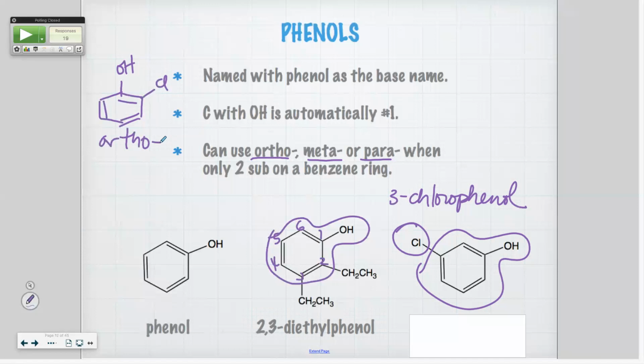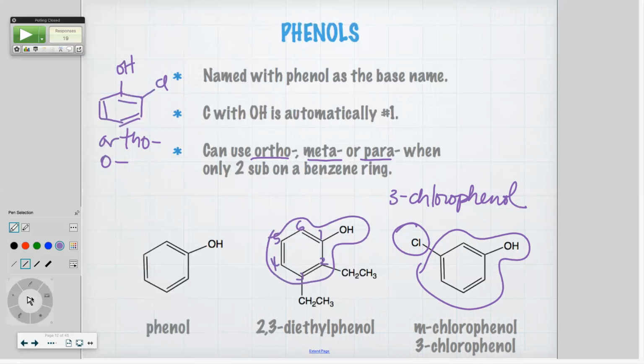Okay, and it would be ortho-chlorophenol, or you would use o-chlorophenol. If it is 1 carbon away, like this one, that one is meta. There's your meta. Meta-chlorophenol. You can write m-e-t-a, or you can just write the little m. And it is a little m, not a capital M. Okay? And the last one is para.